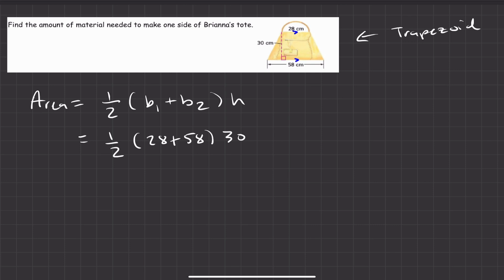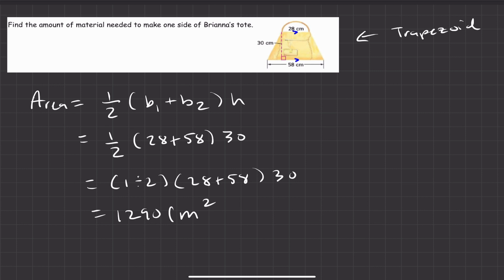And if I were to put this in my calculator, you can type it in just like this: 1 divided by 2 times 28 plus 58 times 30. Just like that. 1,290 centimeters squared.